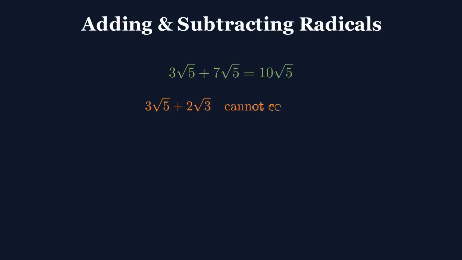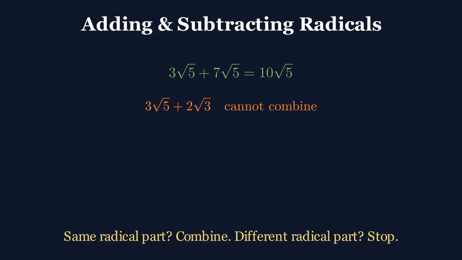Adding and subtracting radicals works like combining like terms. You can only combine radicals when the radical part is exactly the same. For example, 3 square root 5 plus 7 square root 5 equals 10 square root 5. But 3 square root 5 plus 2 square root 3 cannot be combined because the radical parts are different.